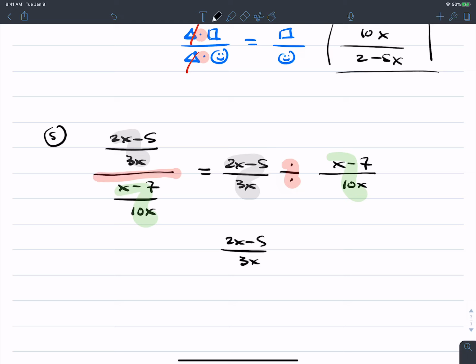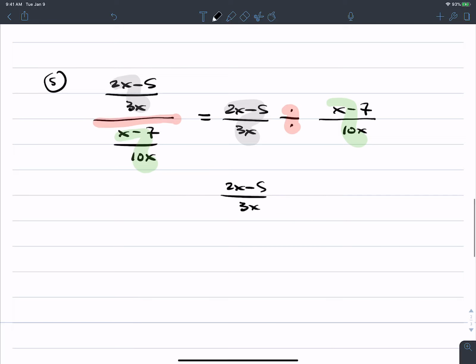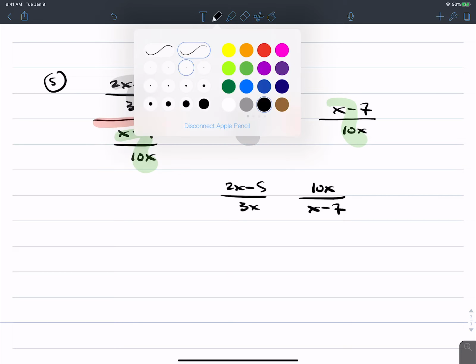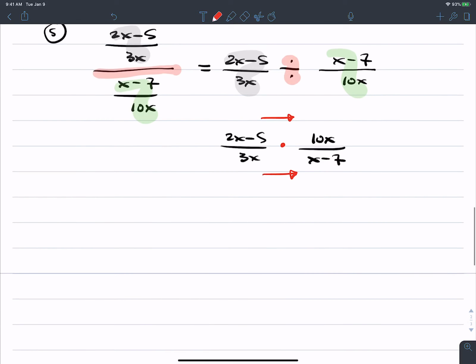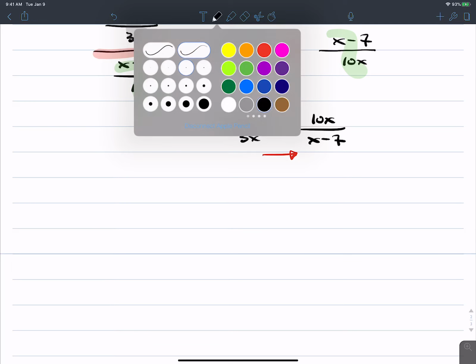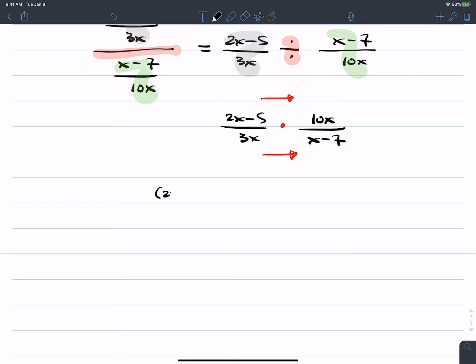Since it's division, we have to know how to divide fractions. You keep the first fraction the same, you flip the second fraction over, which is known as writing the reciprocal, and now your operation is multiplication. You still multiply horizontally across, and here's what we get. We'll get 2x minus 5 times 10x over 3x times x minus 7.